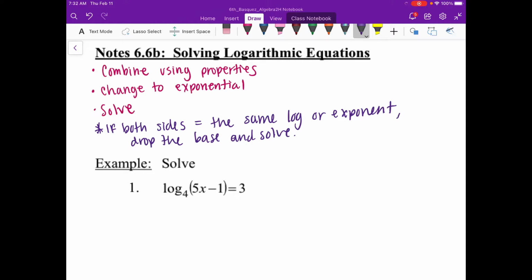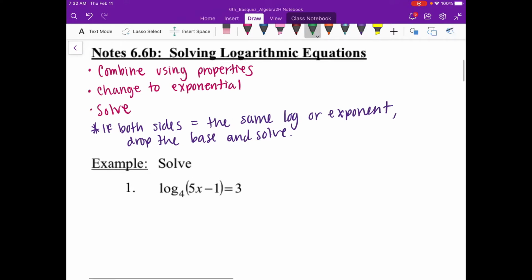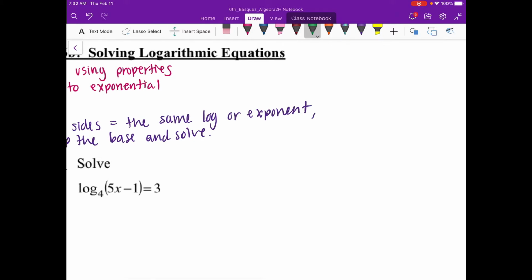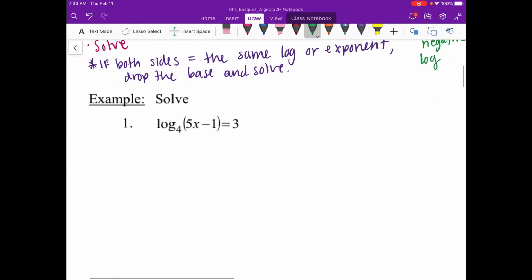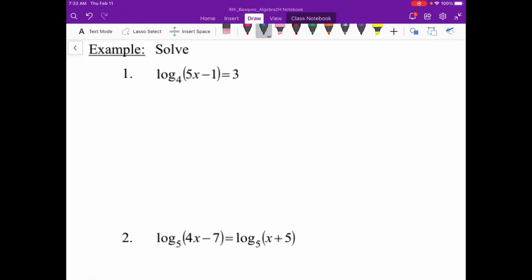And one more thing: once we have an answer like x equals, because that's what solving means, we want to go back and always check your answer, because we don't want any negative or zero values in the log term. So no negative or zero in a log. Go back to the original equation for that as well, okay? All right, so let's jump right in and start working through some of these problems.